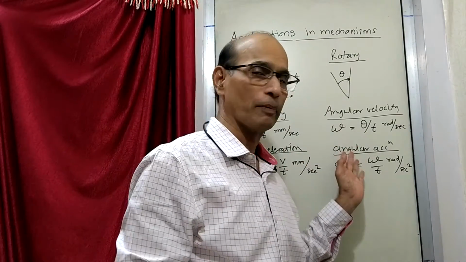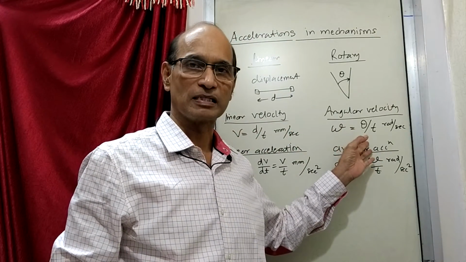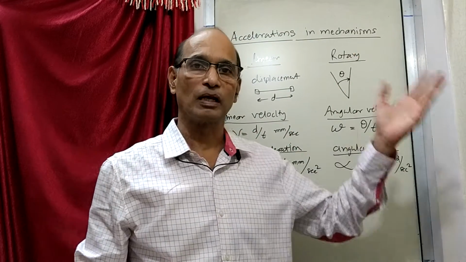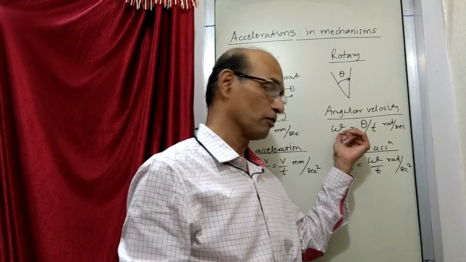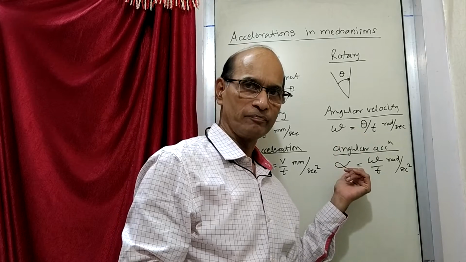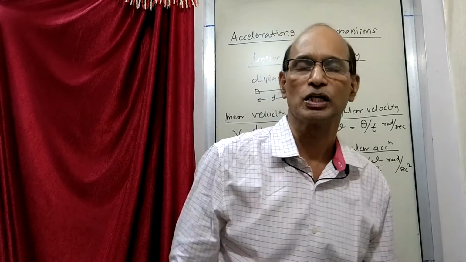Now the same thing happens here. Angular velocity was some radians per second at the start. Then it changes to some other value after a certain time. So whatever change has taken place in the angular velocity upon time, that becomes the angular acceleration. Now, any example for angular acceleration?